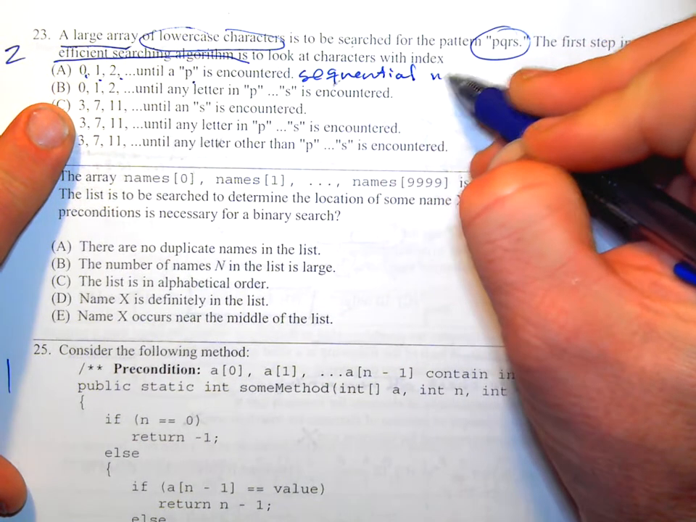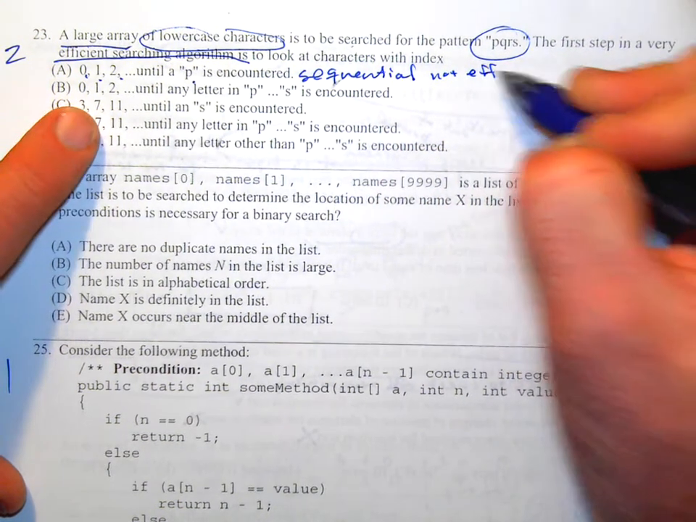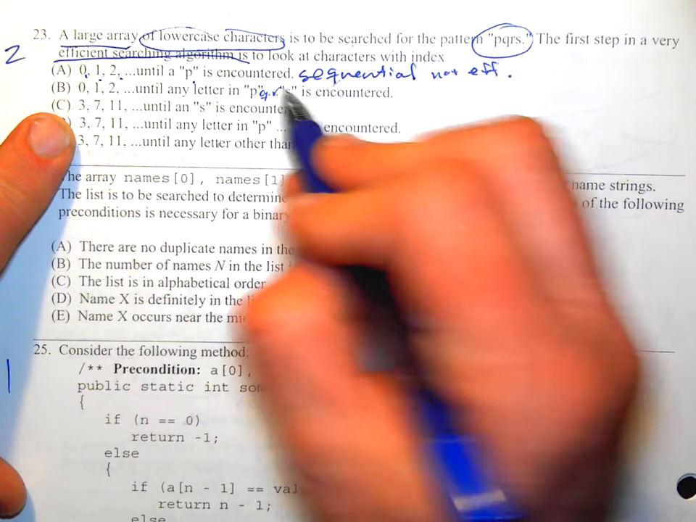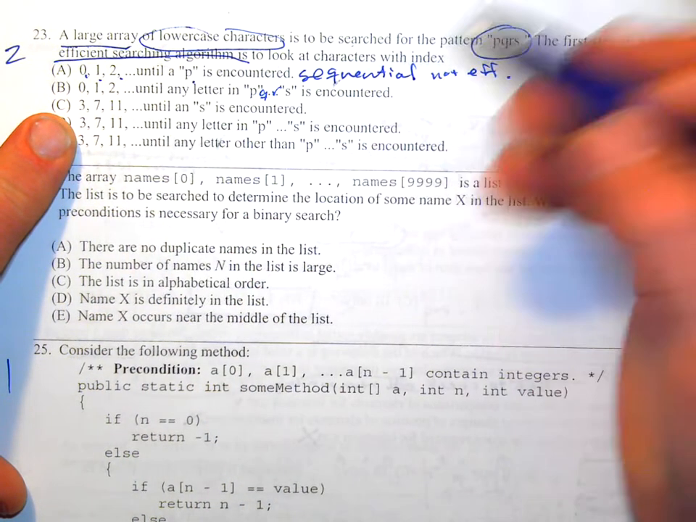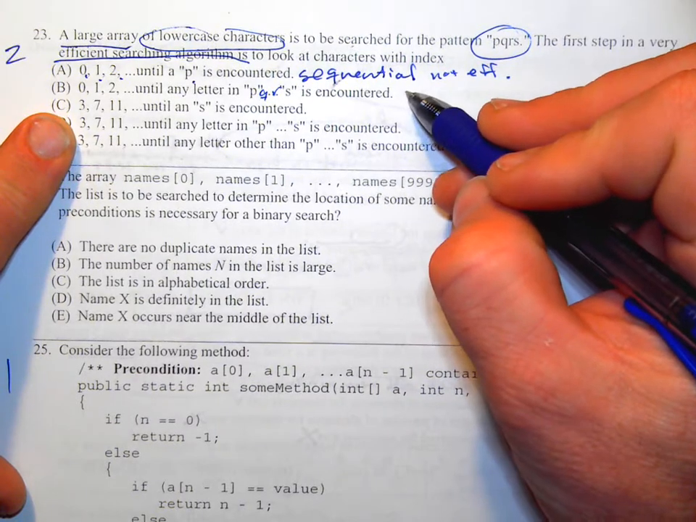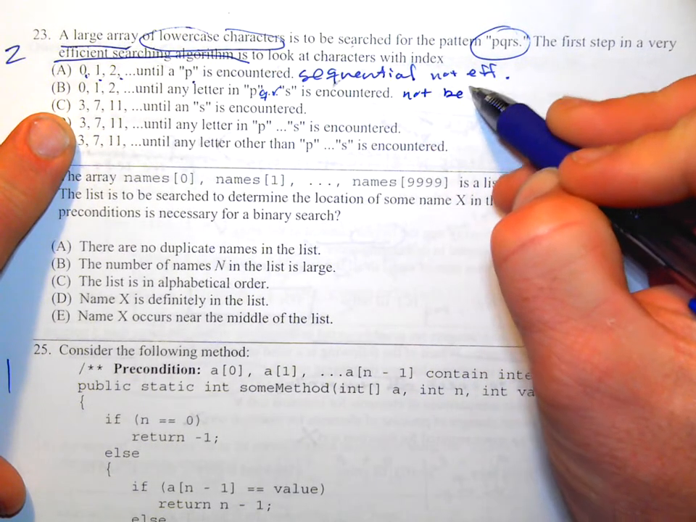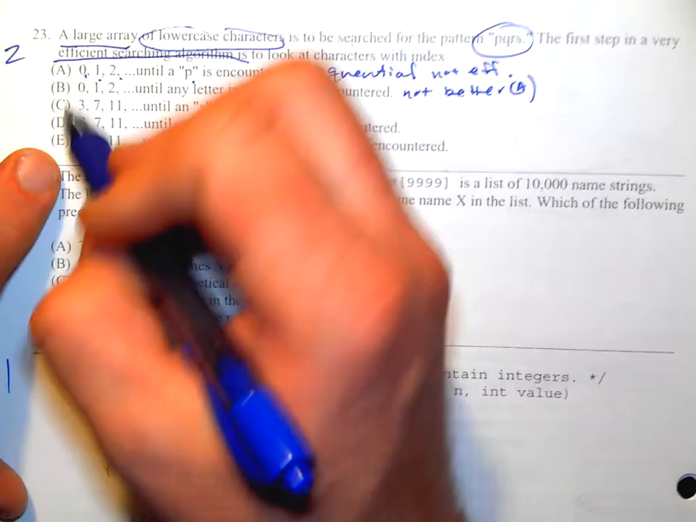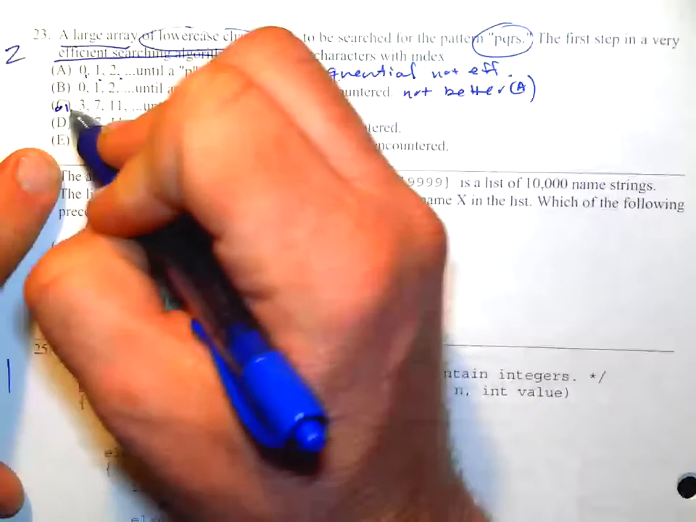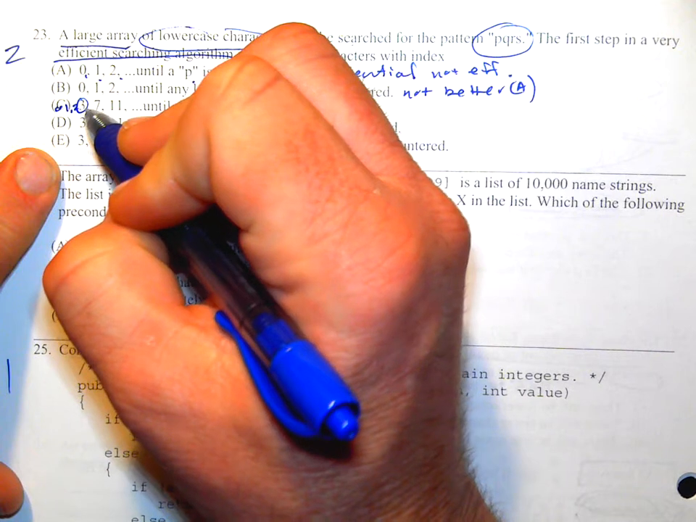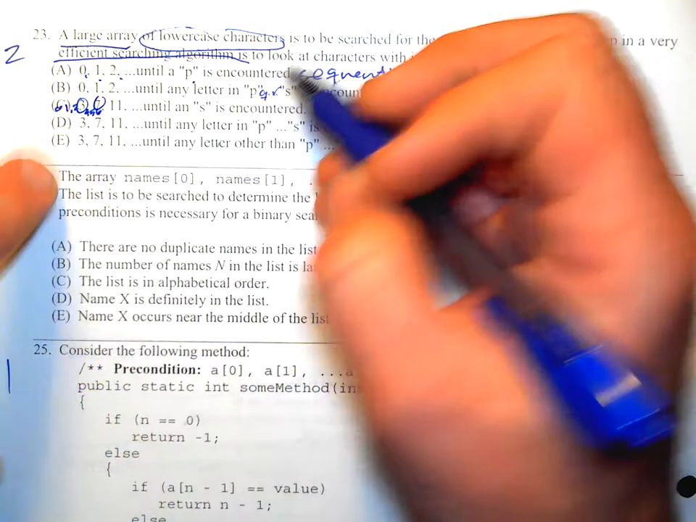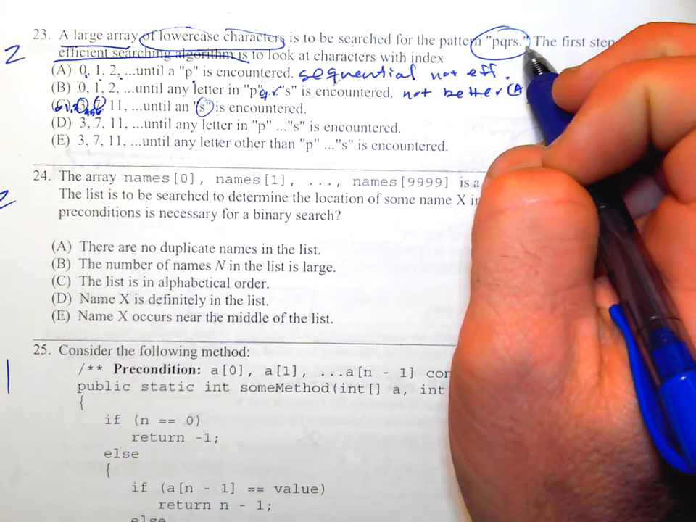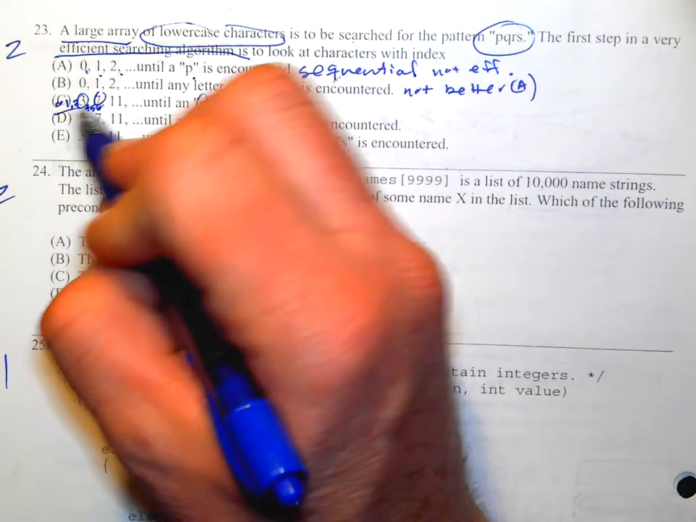Okay, not efficient. This one says look at 0, 1, 2 for any of the letters P, Q, R, or S. I'm like, that doesn't seem any better than A. You're looking at every spot. This one says, all right, skip 0, 1, 2, check 3. Skip 4, 5, 6, check 7. And look until you find an S, which is the last letter. So it's kind of like saying, well, let's look at groups of 4 and see if we find an S.